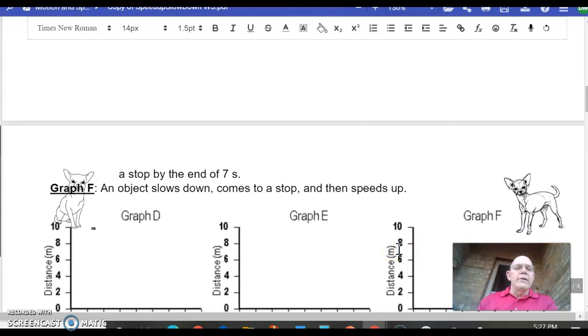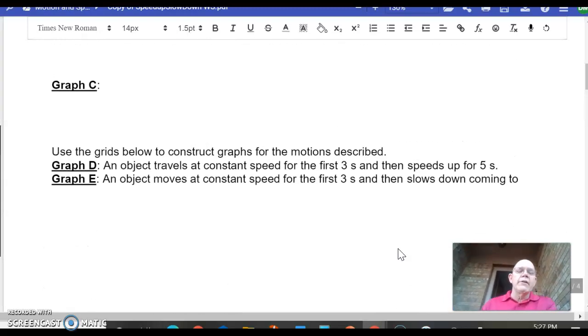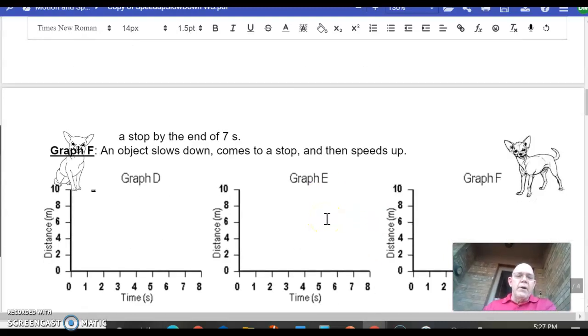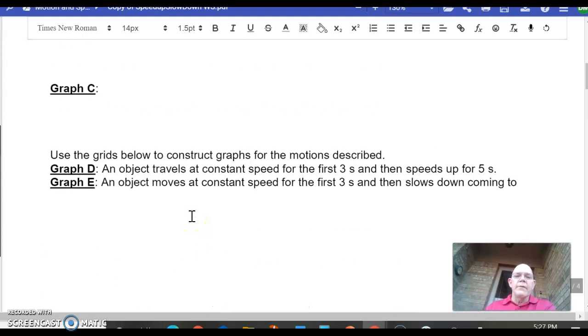All right, now at the bottom, you're going to have to give me a little leeway here. My paper, when I saved it, has done some strange things on me. Hopefully yours did not. It says, use the grids below. Well, you're going to have to look down here on mine. Yours should be right below there. Okay, and you're going to do a graph that does what it says is happening.